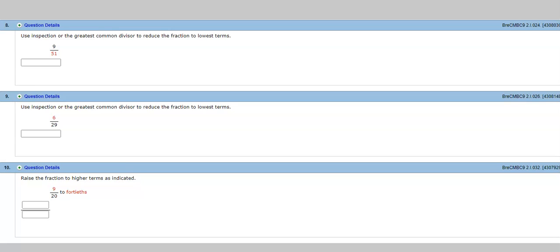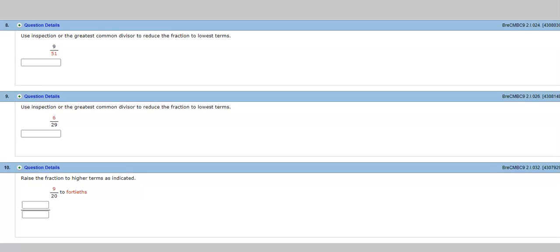We're working on some practice problems having to do with fractions. And of course here, we're still doing the same thing that we did in the last problem. We are using inspection or the greatest common divisor to reduce this fraction to the lowest terms. And so I want to try here just using inspection rather than finding the greatest common divisor. We've seen how to do that, but here 9 and 51, they are both divisible by the same thing.